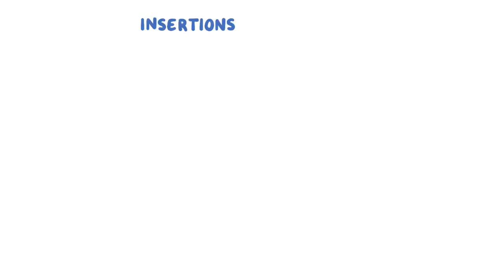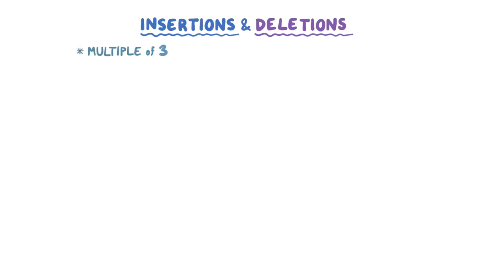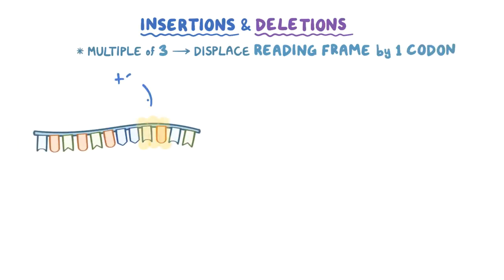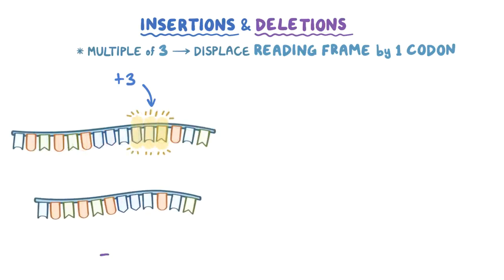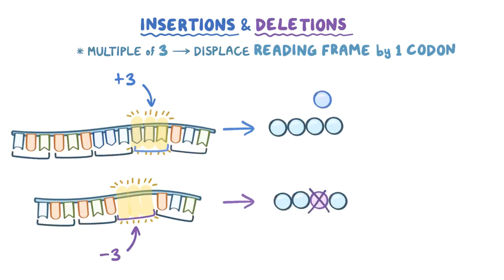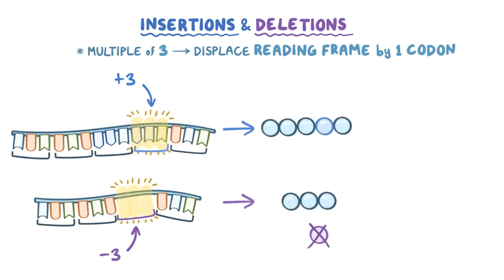Then there are the insertions and deletions. If these mutations are in multiples of 3 nucleotides, then they'll displace the reading frame of the mRNA codons by exactly 1 entire codon. For example, let's say that you add 3 or 6 nucleotides, or take away 3 or 6 nucleotides. That means that the majority of the protein will have the same amino acids, with only a few added or taken away. And that's called a non-frameshift mutation.